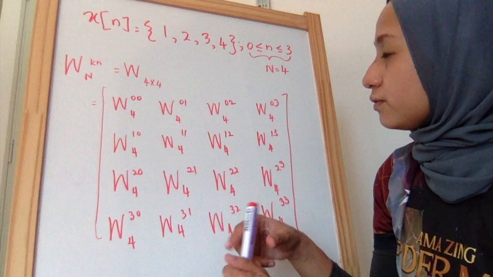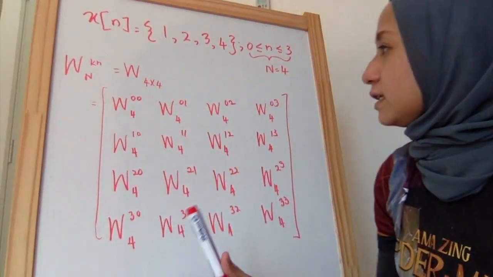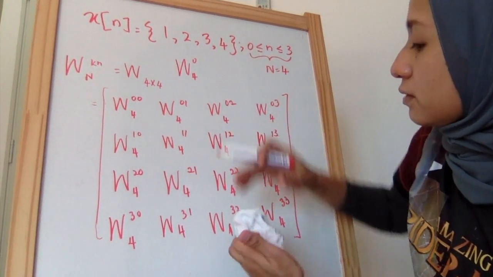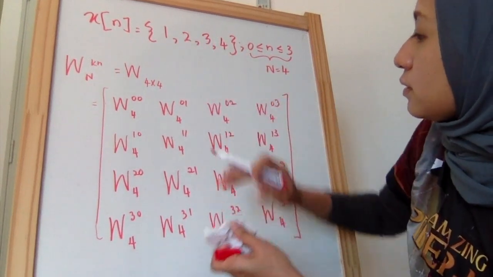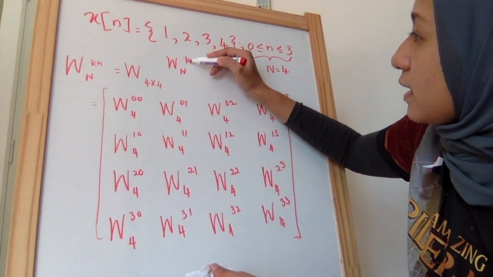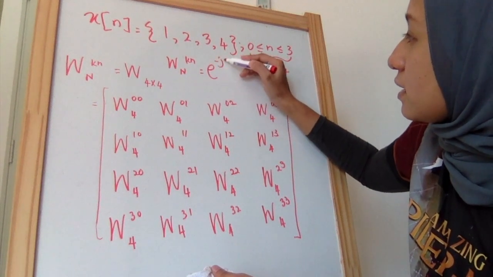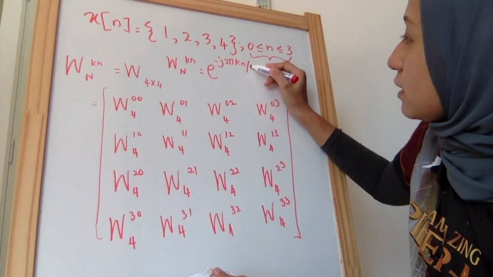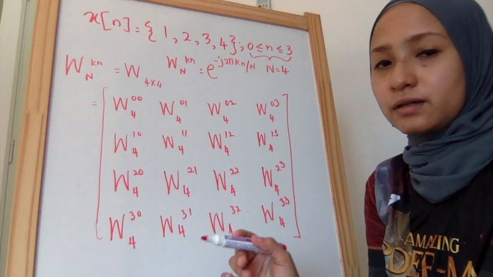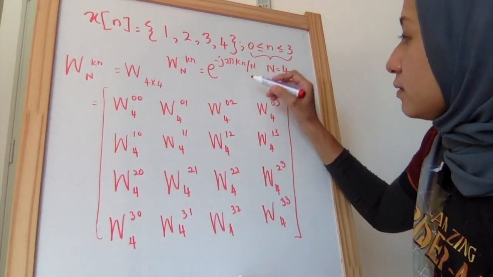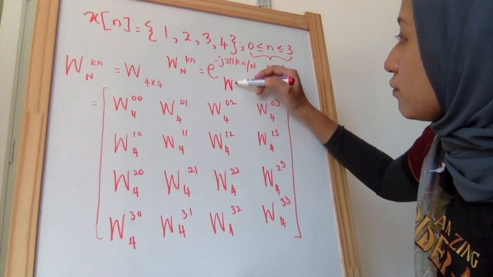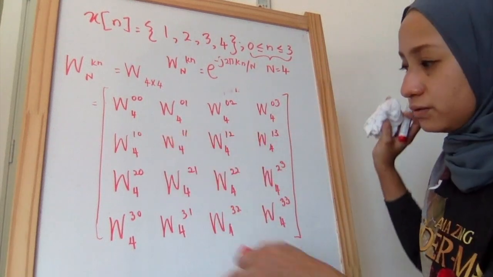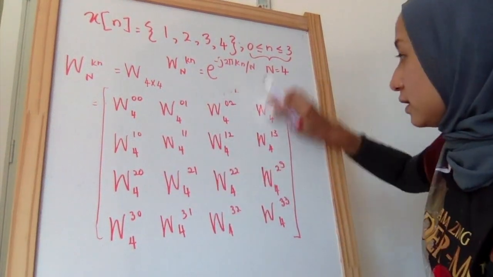So how do we find these values? Definitely you have to remember the equation: W_N^{kn} is equal to exp(minus j 2 pi kn over N). Can I erase this part? You already copied this part. Make sure you copy this one.